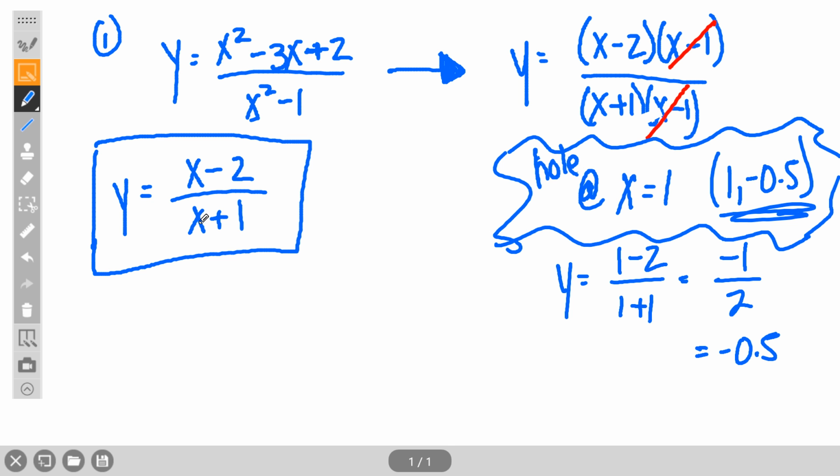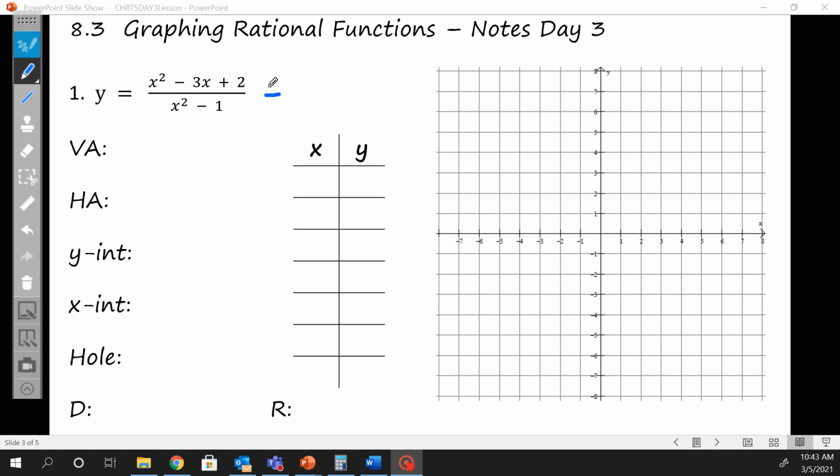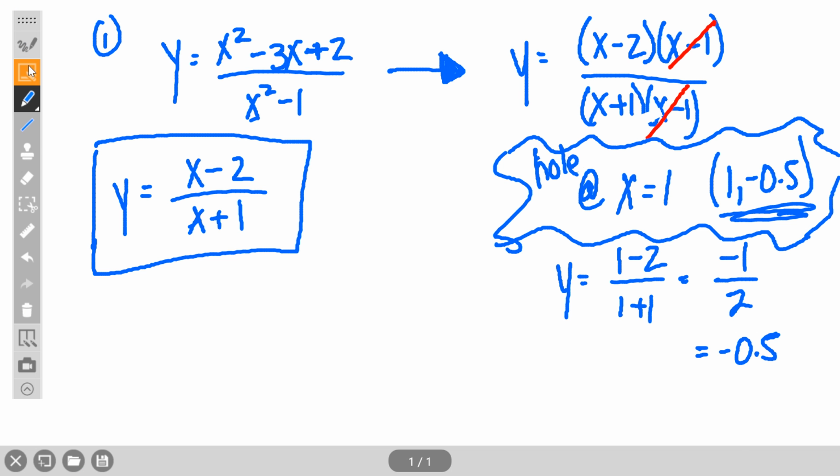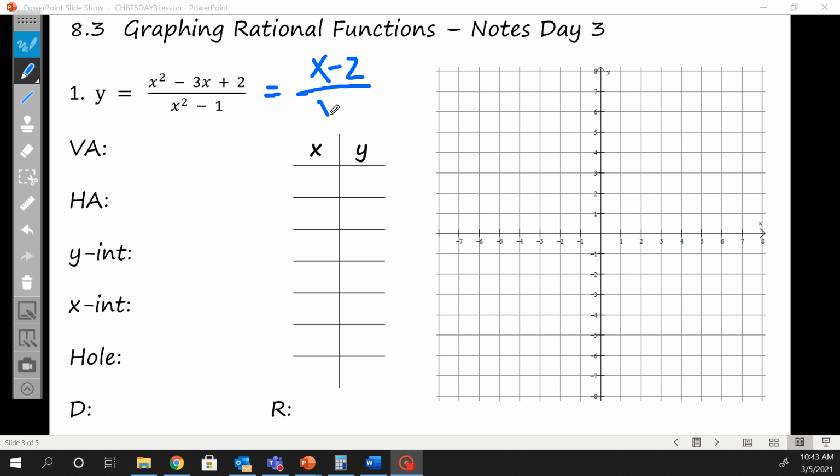All right, so we want to graph this. So let's look at our simplified version here, x minus 2 over x plus 1. We know how to graph this from day 1. The vertical asymptote is whatever makes the denominator equal to 0, so that would be negative 1. So we can graph our vertical asymptote here at negative 1, and the graph is not going to cross this. Horizontal asymptote, that is a over c. A is 1, c is 1, so that's going to be at 1.